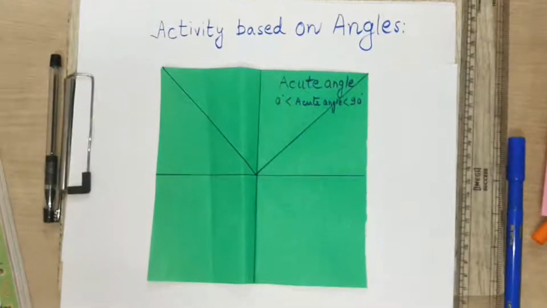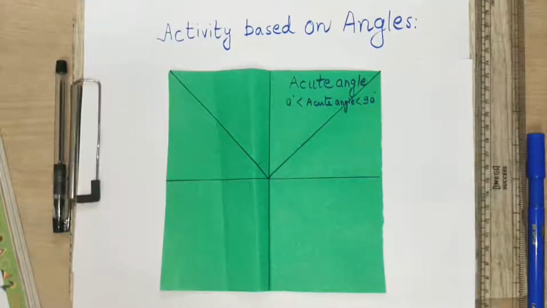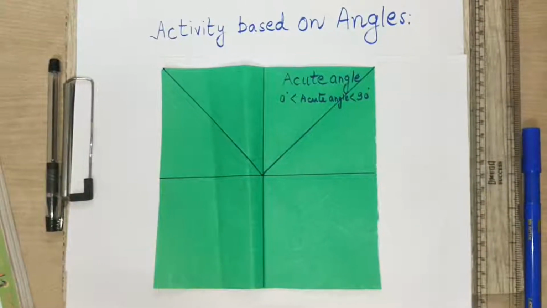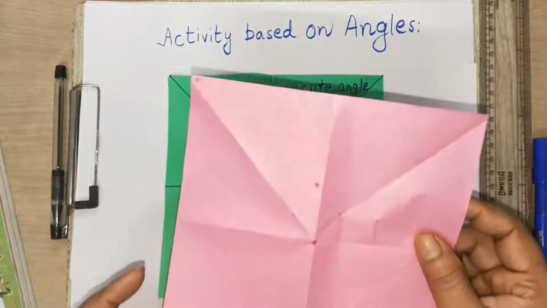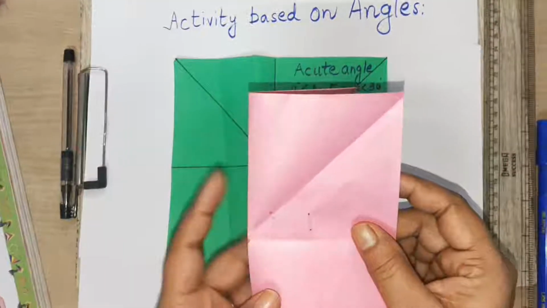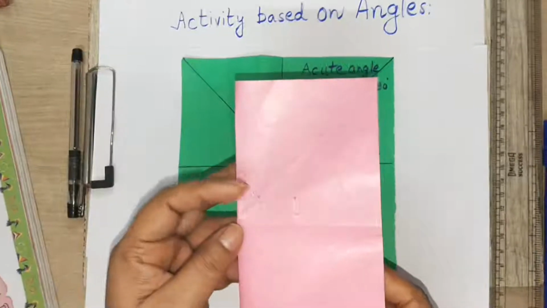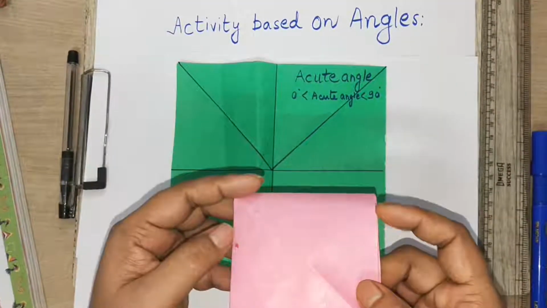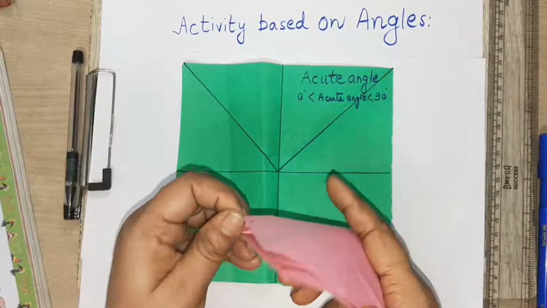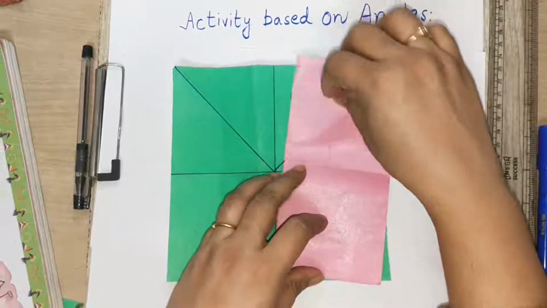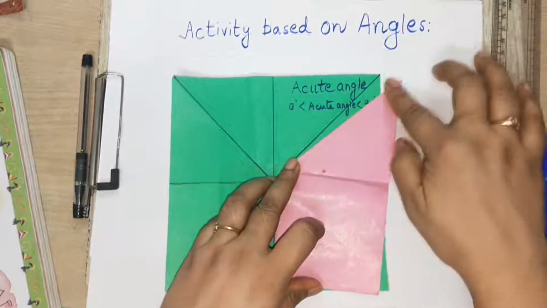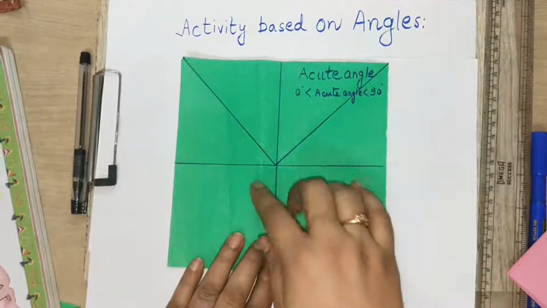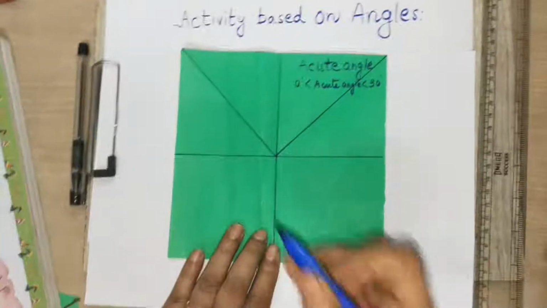Hello children, once again welcome to all of you. Here I am going to explain the activity, and this activity is based on angles. What you all have to do is take a square paper in this way, fold it in half, and after that fold it again in half in this way, and then open it, and then fold it in this way. Now when you open it, you will get creases in this way, and you have to draw the lines on the creases.